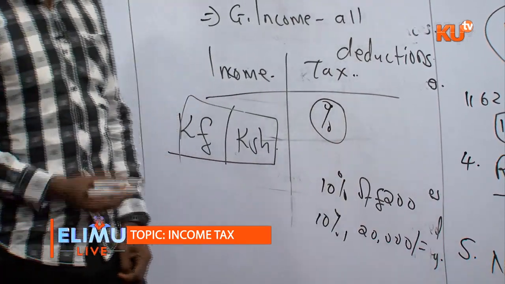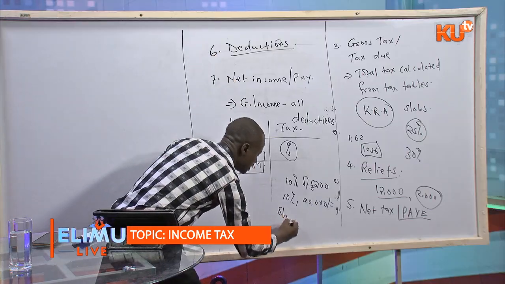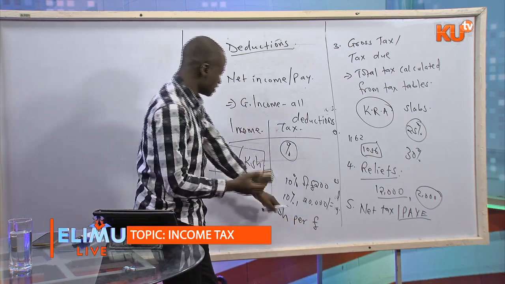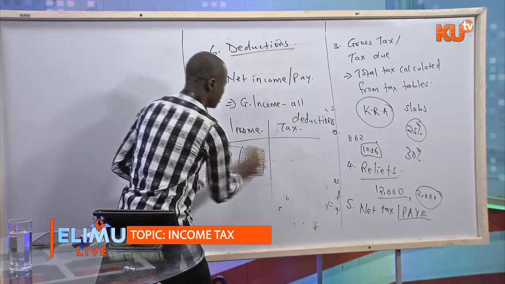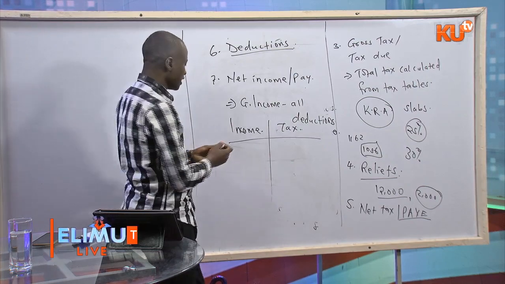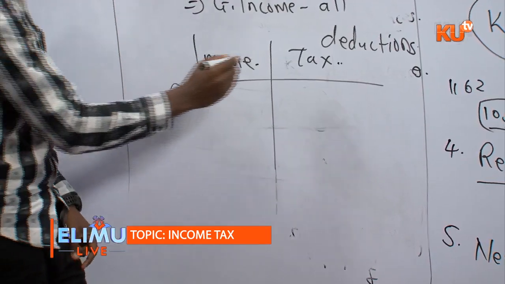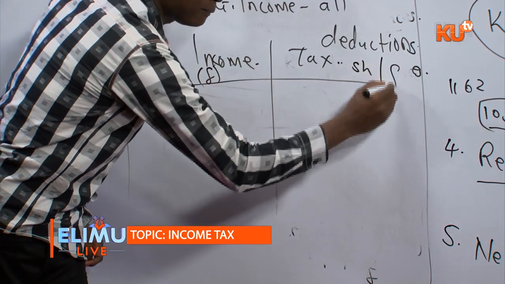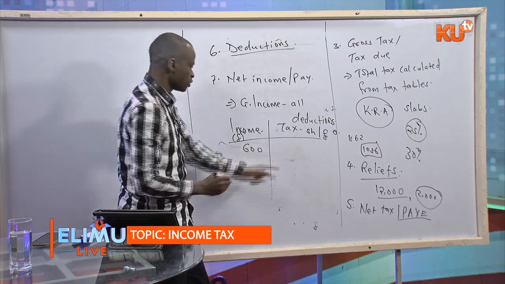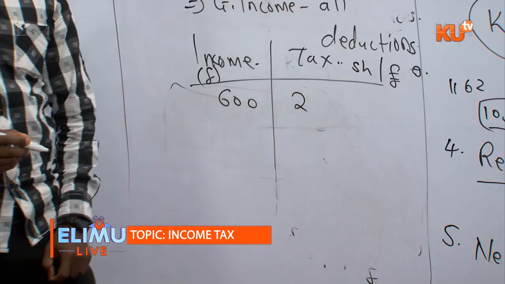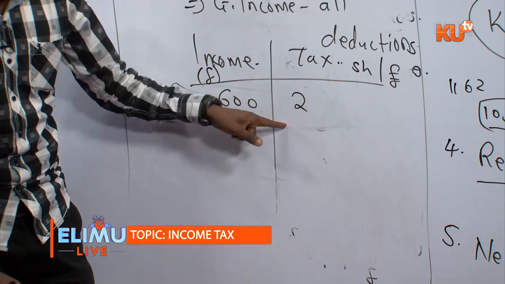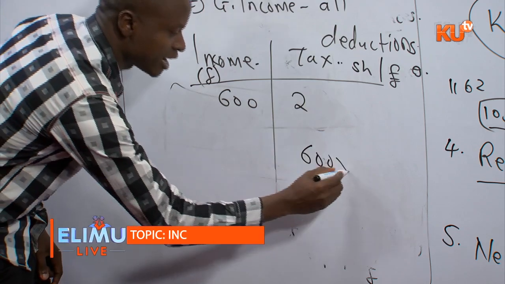Or there are other terms, they'll tell you it is in shillings per pound. Shillings per pound. Now this one is the most common. When it is in shillings per pound, that means the table on this side will be income in pounds, then the tax in shillings per pound. So for example, if we have 600 pounds and they have told you they'll charge 2 shillings, that means for every pound they'll charge you 2 shillings. So for 600 pounds, they'll charge you 600 times 2.